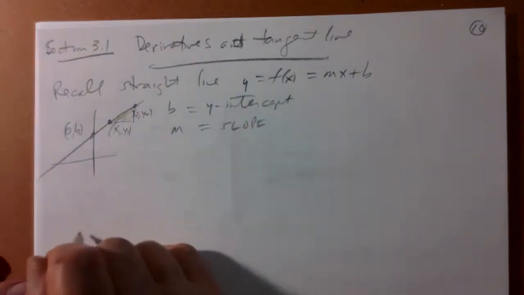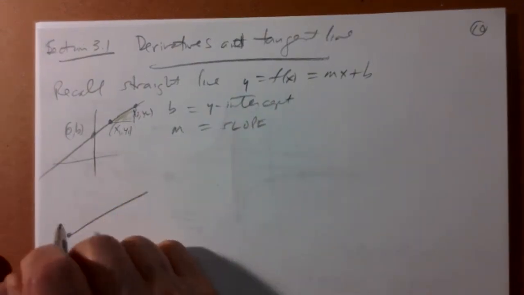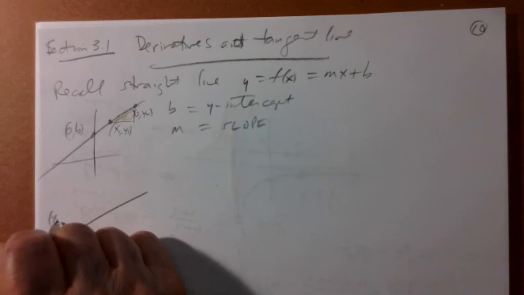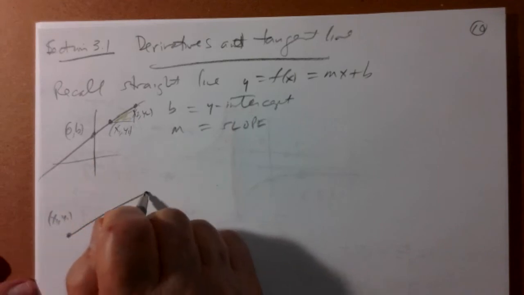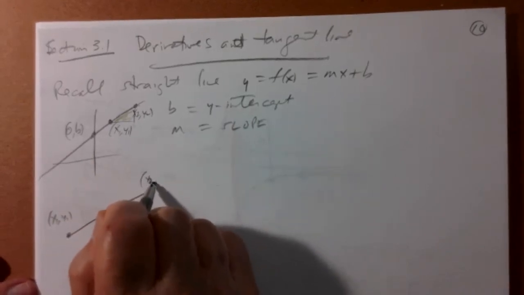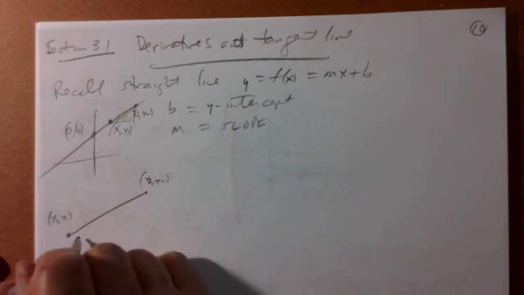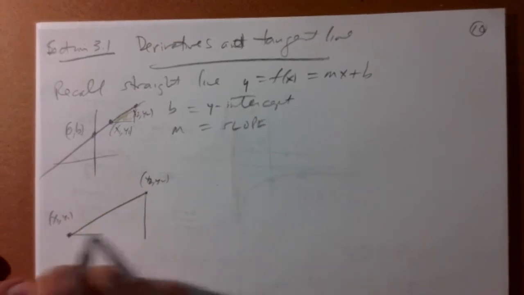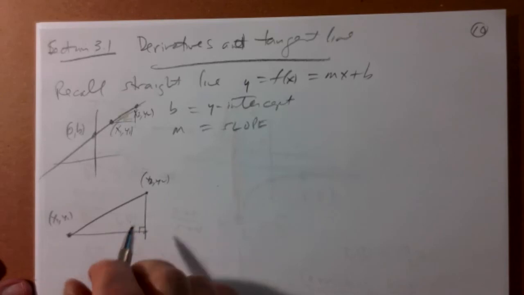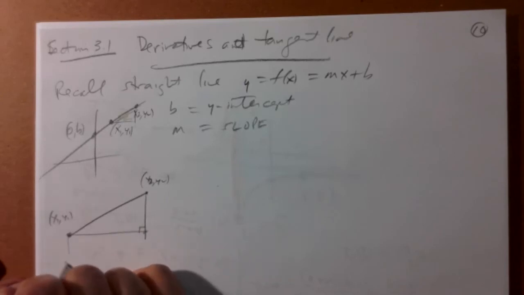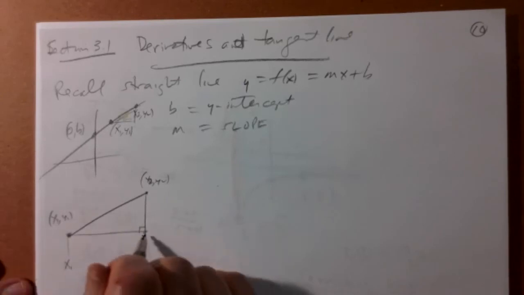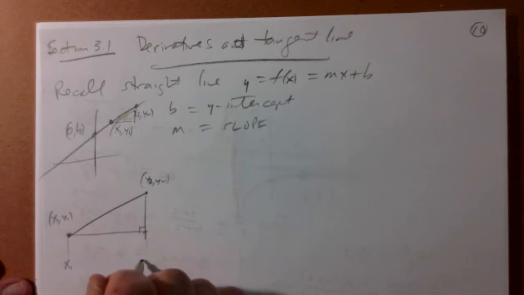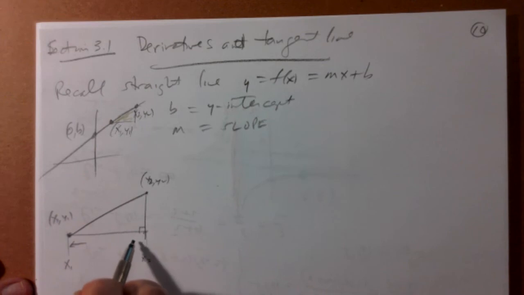So on the line, here we have the point x1, y1. Here we have the point x2, y2. If we draw a vertical line here and a horizontal line there, we get this right triangle. This has x coordinate x1. This has x coordinate x2. The difference from here to here is x2 minus x1.